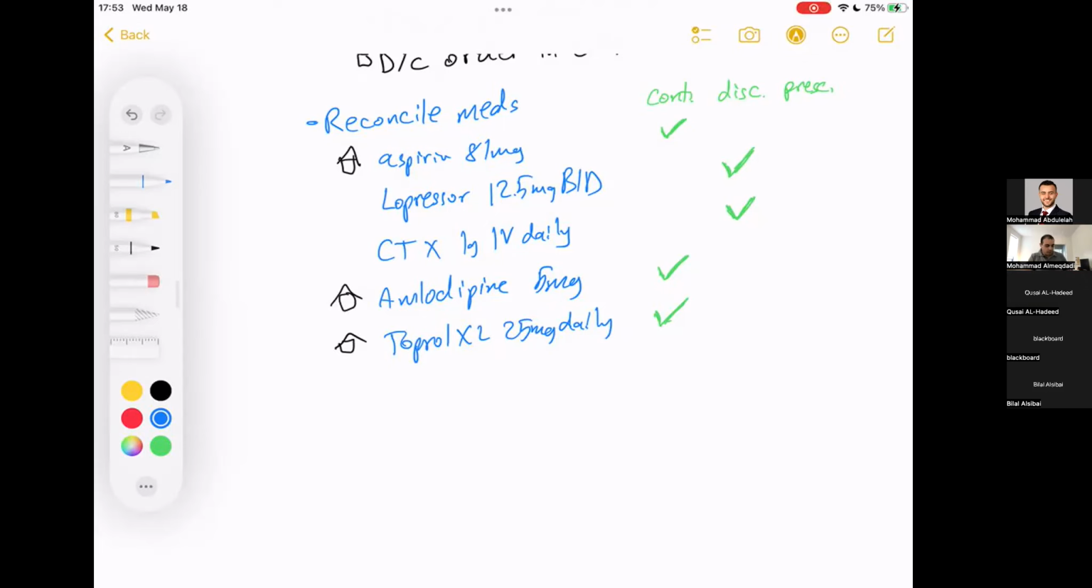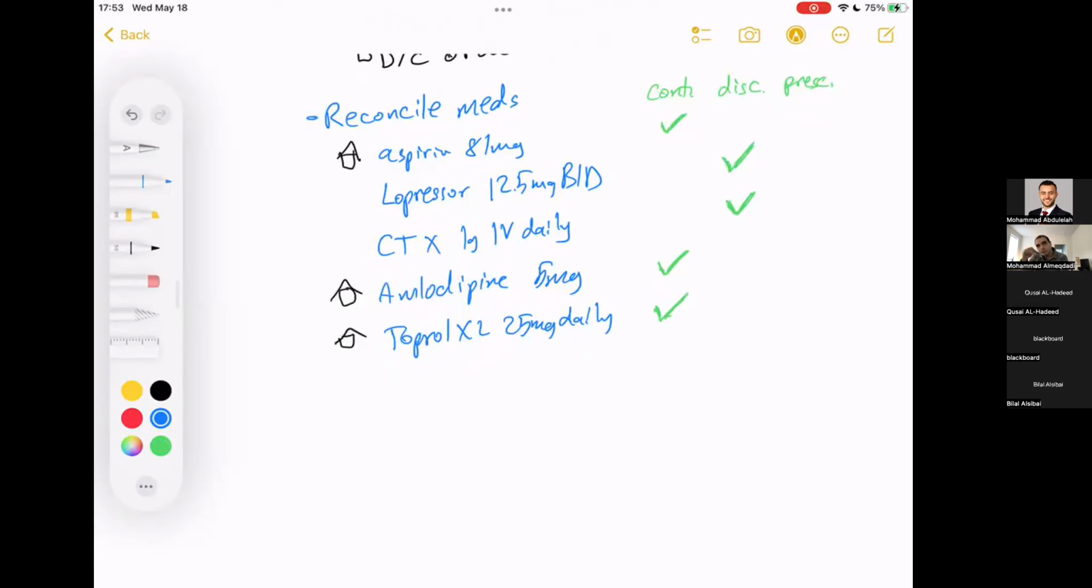Okay. So we got to this point where we're discontinuing prescriptions, but let me ask you a question. For example, this patient in this example, we reconcile their meds, we're continuing the aspirin, amlodipine, and Toprol, and we're discontinuing the Lopressor and ceftriaxone. Do you notice something missing here?